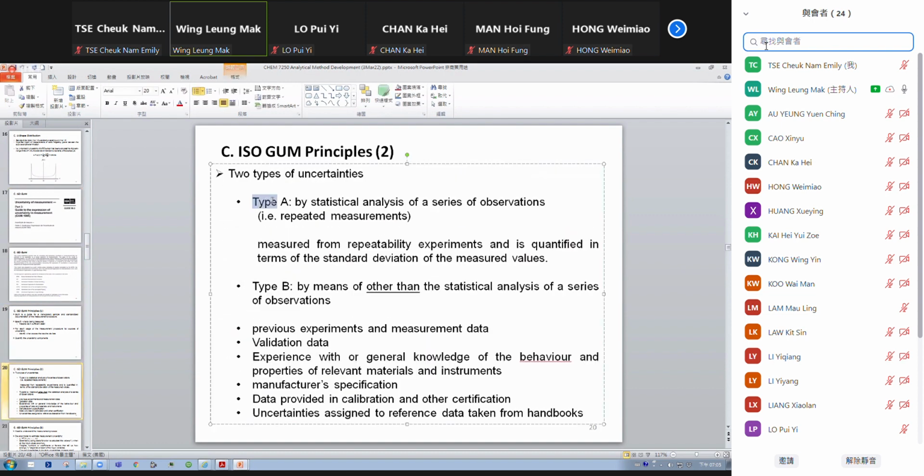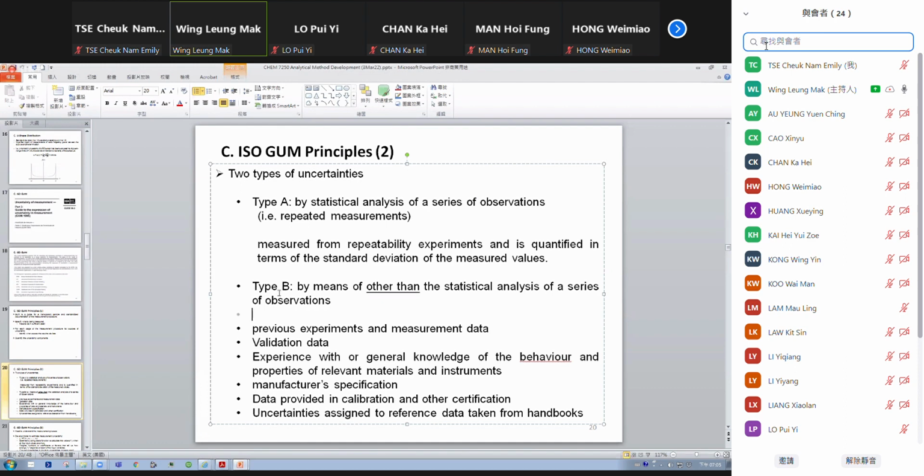There are 2 terms that are very important. The type A standard uncertainty is the small letter u. It is from the statistical analysis of a series of observations. That means your experiments can be repeated several times to measure one sample. The variation due to the precision, you can calculate the precision standard uncertainty. For others, other than that, those observations may go to the type B standard uncertainty.